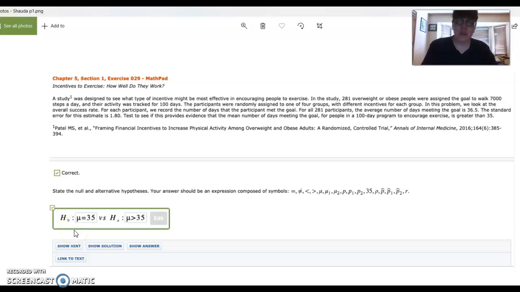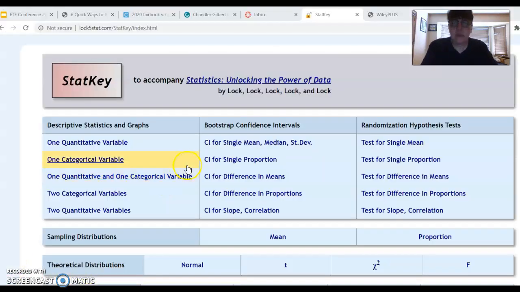So you're wondering about finding the p-value. And you have your hypothesis set up. You're looking at a mean and you're given up here the standard error is 1.8. So let me pause and go to StatKey. Instead of using these bootstraps, we are actually coming to the theoretical normal distribution.